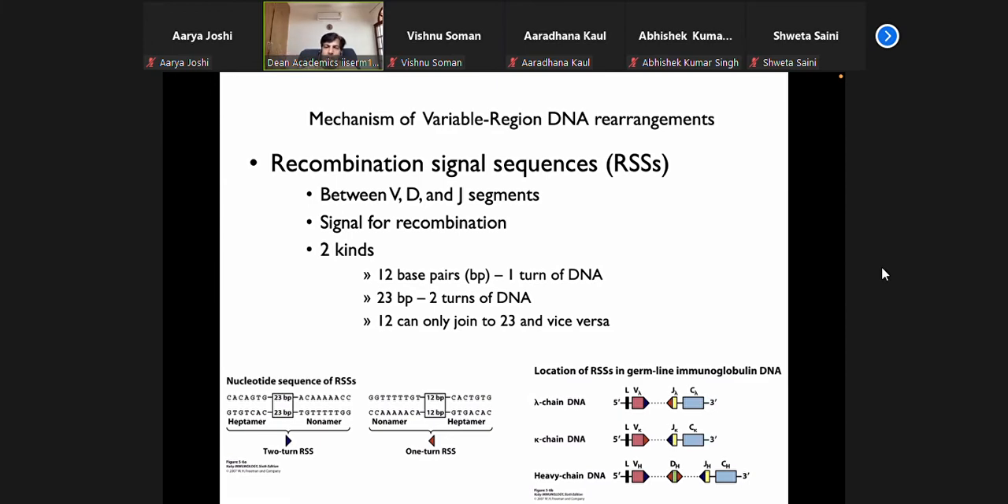So this is a rule that dictates that you have this specific recombination event taking place. So 12 can join only 23 and vice versa. Okay, 12 cannot combine with 12. And that makes sure that you don't have these nonsensical recombination events.